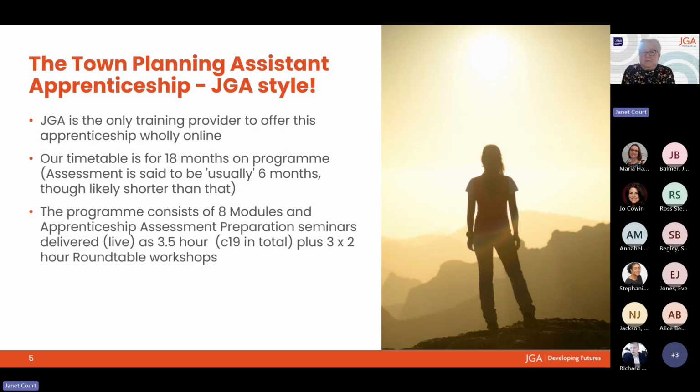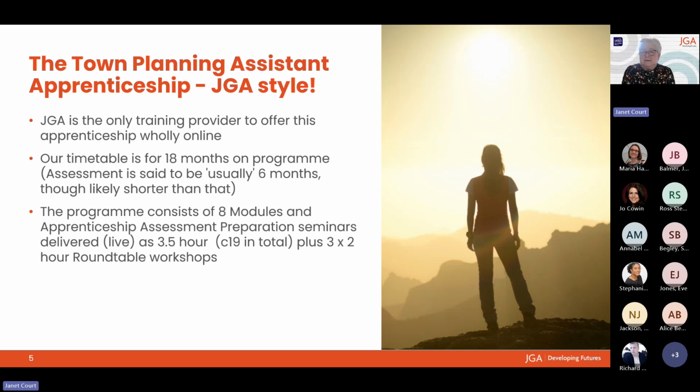Our timetable is 18 months on programme. And then assessments, which you'll come across. You can play apprenticeship bingo, word bingo. By the time we've finished, there are keywords that you'll pick up as we go along if you're not used to apprenticeships. Assessment is at the end. It used to be called endpoint assessment, now it's called apprenticeship assessment. But anyway, that has to happen.